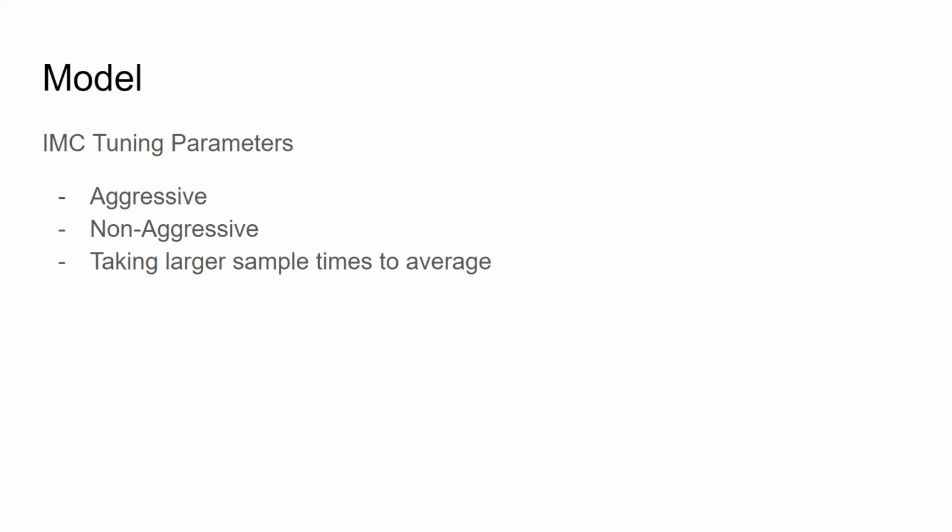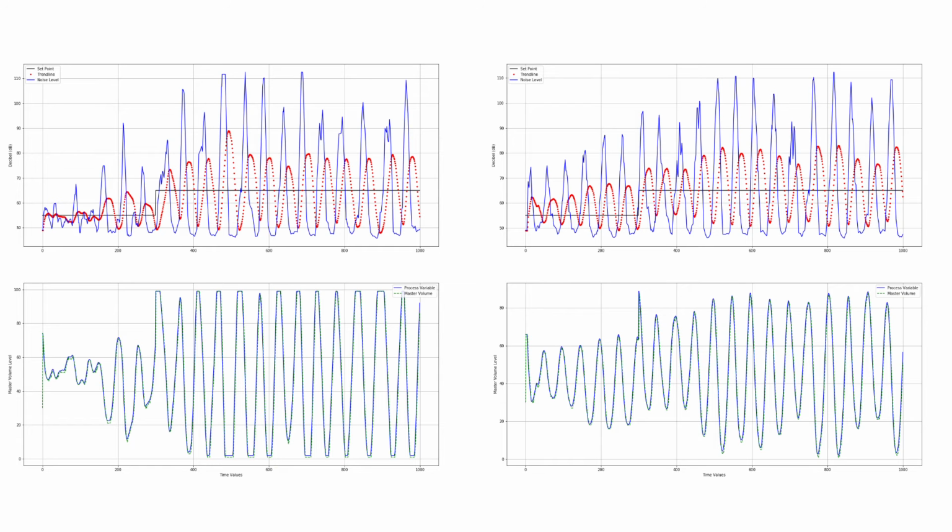And so we used the IMC tuning parameters. We tried aggressive and non-aggressive, and we also took large sample times to average the data. This on the left side is the aggressive tuning, and we also tried more conservative tuning, and that's on the right. As you can see, it really didn't dampen the oscillations at all. It's still very all over the place.